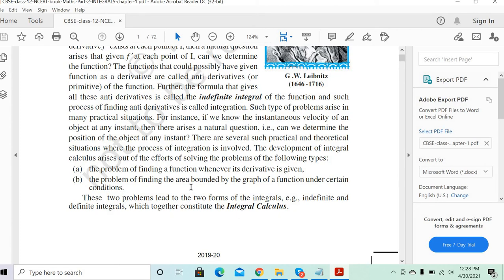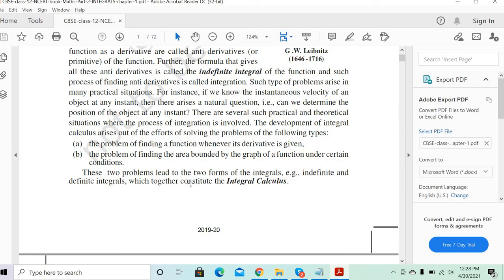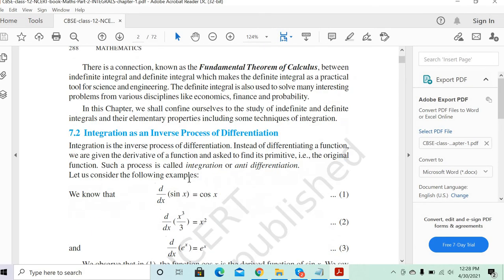Next, in integral calculus we have two things now. Generally we'll have the indefinite integral and the definite integral. We'll try to understand what is called the indefinite and what is called the definite one.